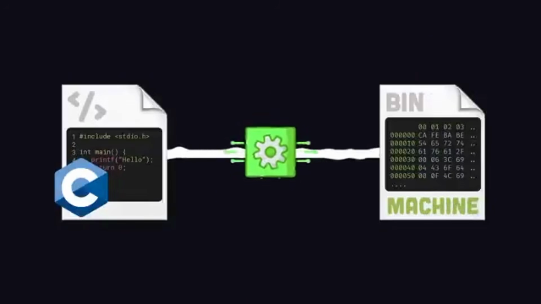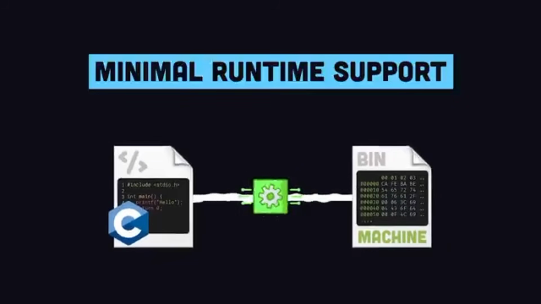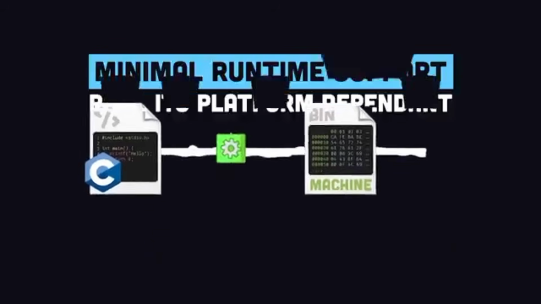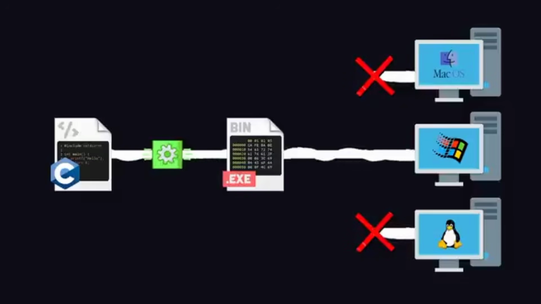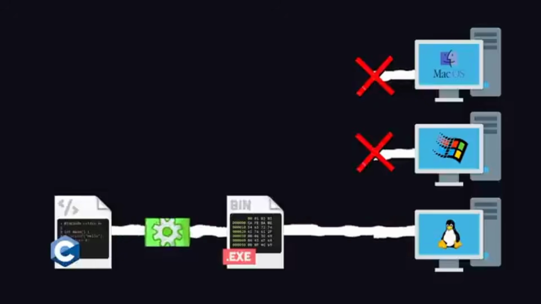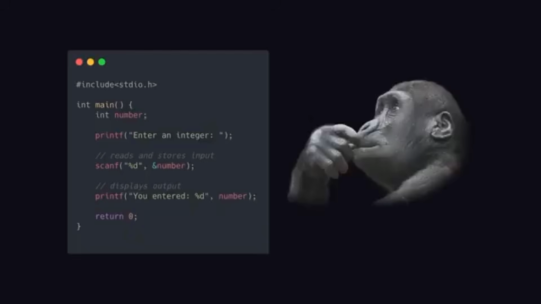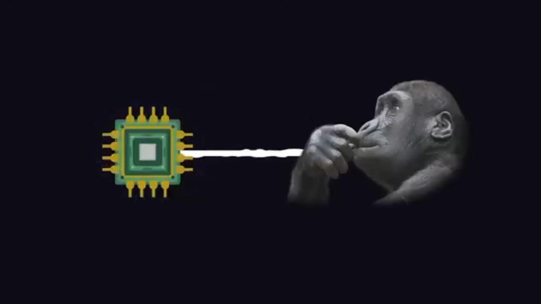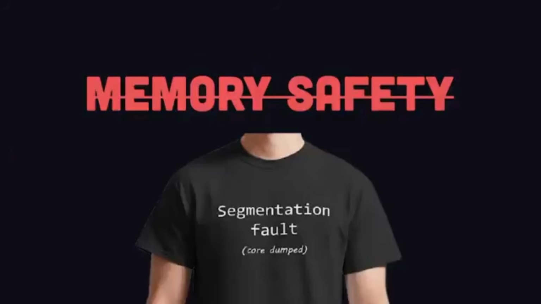It compiles directly to machine code and requires minimal runtime support, but is platform dependent, meaning the executable is designed to run on a specific operating system. It's a high-level language designed for humans, yet provides low-level control over memory and hardware. There's no garbage collector. Instead, your code needs to manage its own memory.